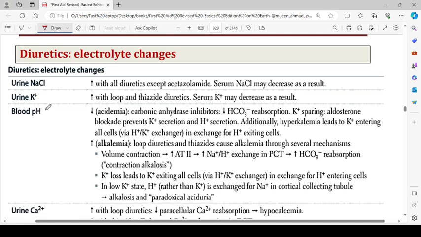Urine NaCl increases with all diuretics except acetazolamide. Serum NaCl decreases as a result. So acetazolamide does not cause an increase in the urine NaCl. So what does it do? It increases sodium bicarbonate excretion. So serum NaCl may decrease as a result of this.